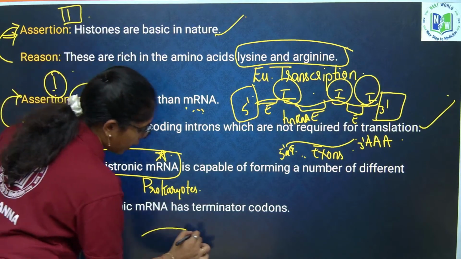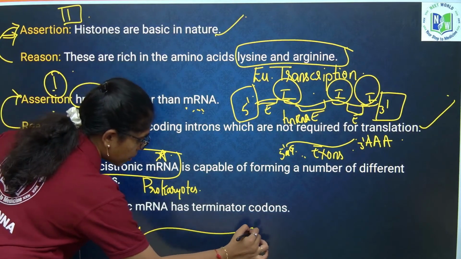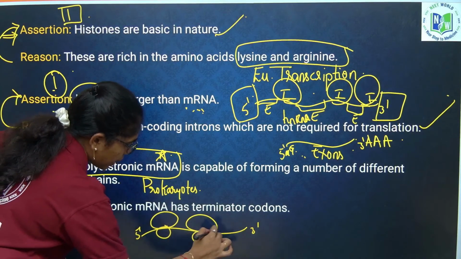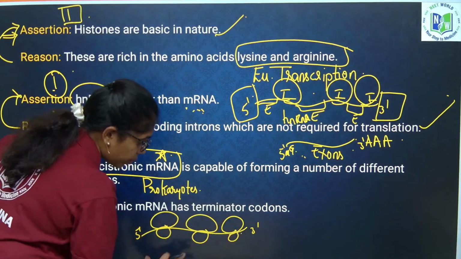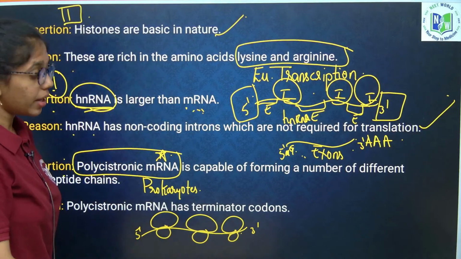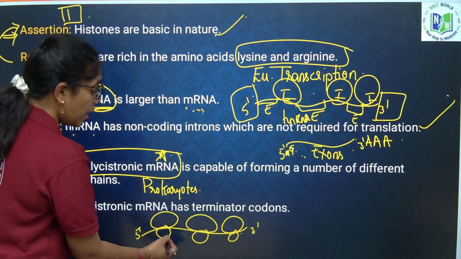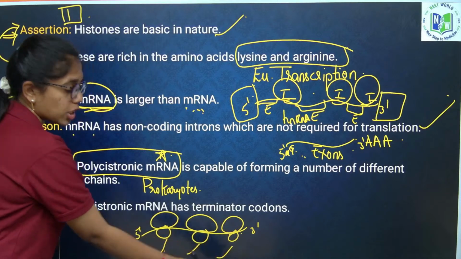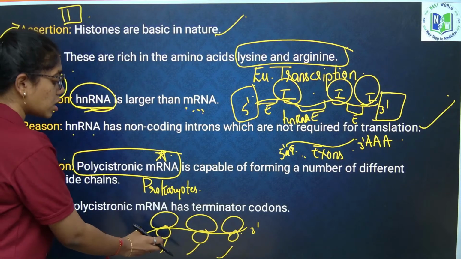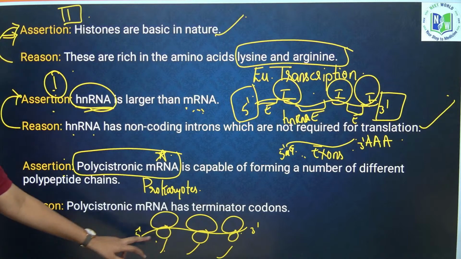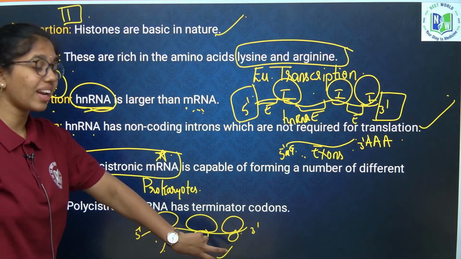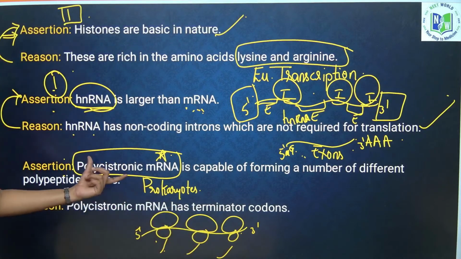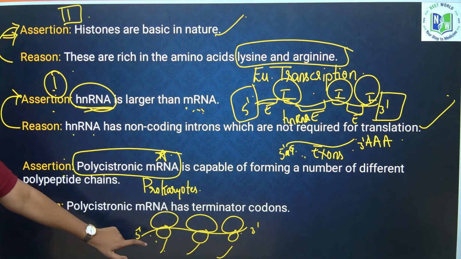wherein the mRNA sequence can be associated with many ribosomes. Many ribosomes are associated with the mRNA to conduct translation. As a result, many polypeptide chains are formed. Many different protein expressions are being formed. This is called polycistron. Many cistrons or structural genes or expressed genes are formed, expressed protein chains are formed. That is polycistronic mRNA, which you will see only in prokaryotes.